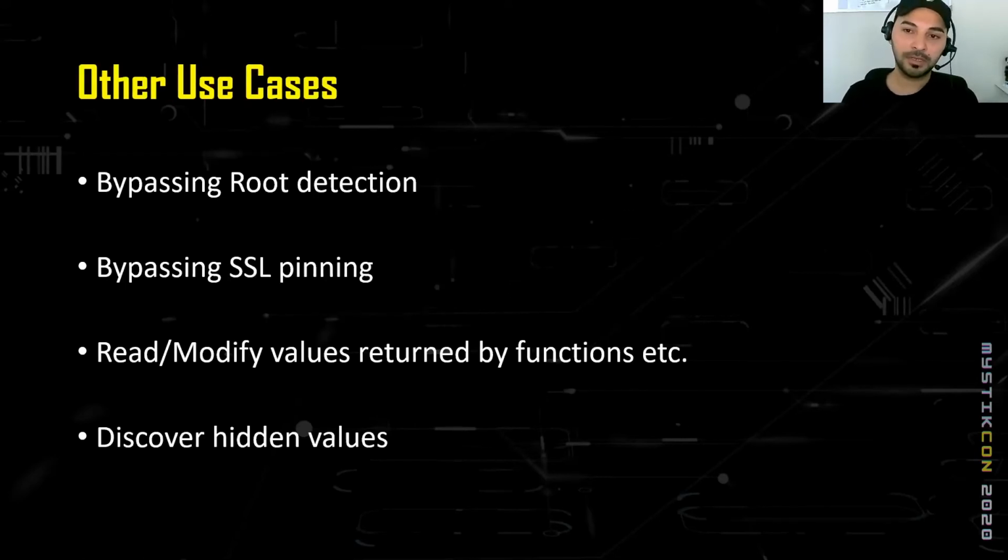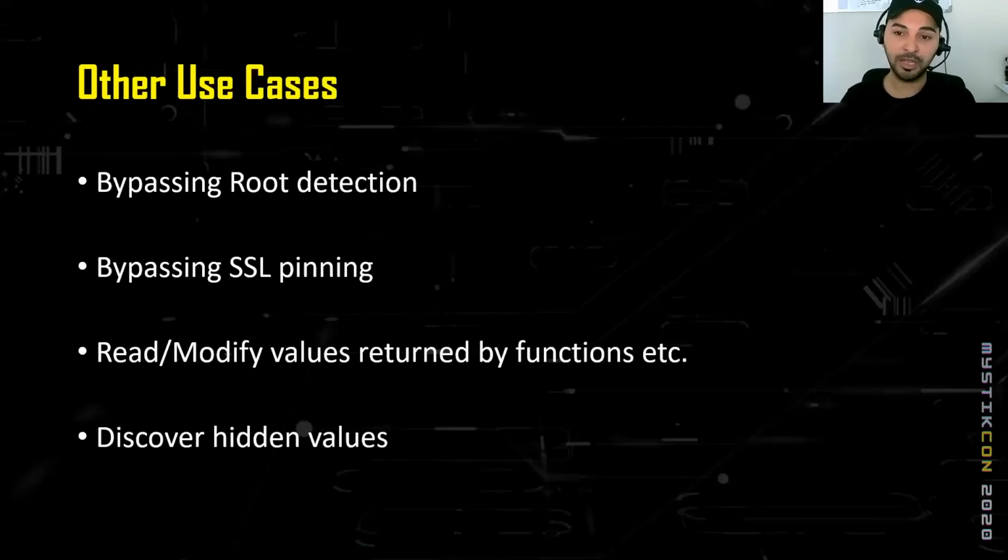What are the other use cases for FRIDA? Well, we can do root detection bypass. We can bypass SSL pinning with it. We can read and modify values that you perhaps can't read or retrieve using static code analysis. You can discover hidden values. In my experience, I have done pretty much all of these while pen testing and bug hunting, because you could actually see things like AWS keys being generated on the fly. You can read those using FRIDA.